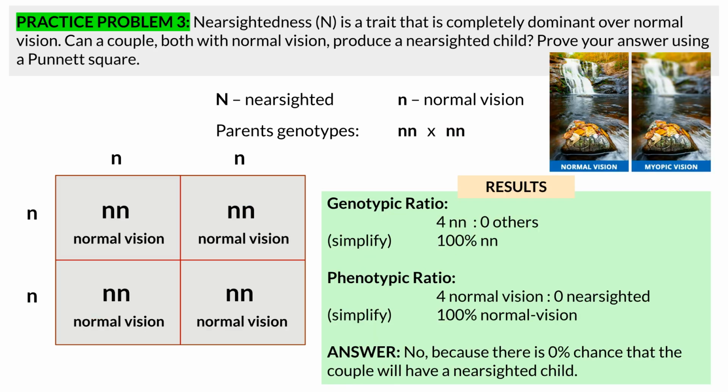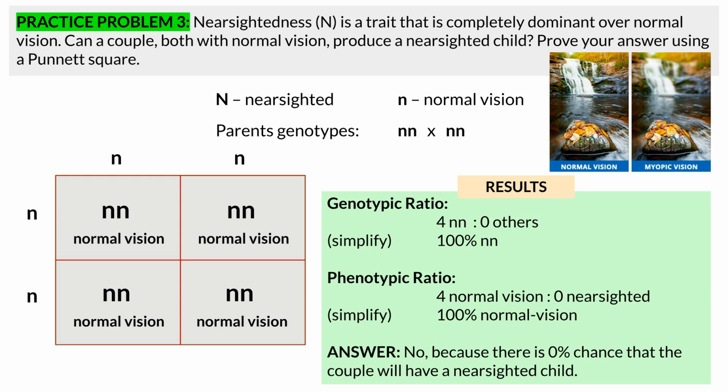Practice problem 3. Nearsightedness is a trait that is completely dominant over normal vision. Can a couple, both with normal vision, produce a nearsighted child? Step 1. Identify the trait and its alleles. The trait being studied is vision. Capital letter N represents nearsightedness as it is dominant. Small letter n represents normal vision as it is recessive.